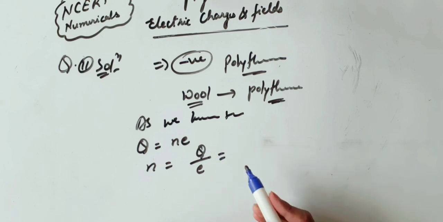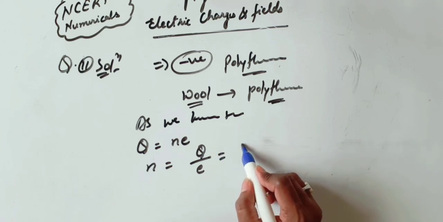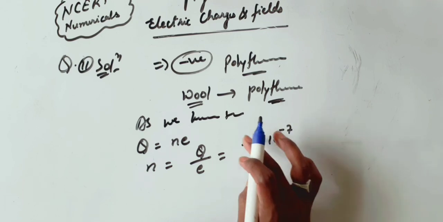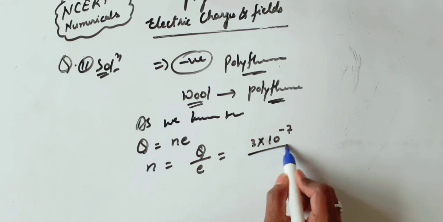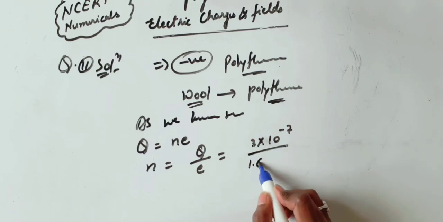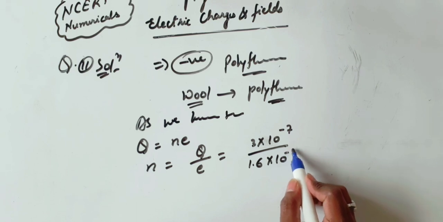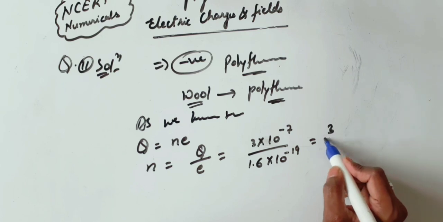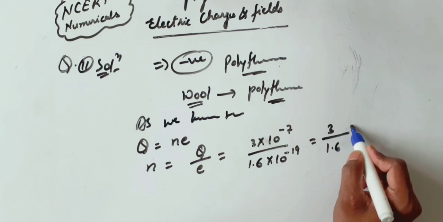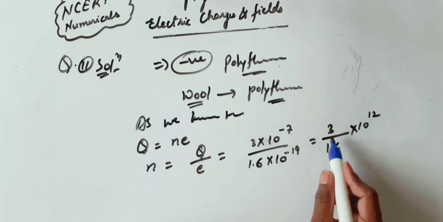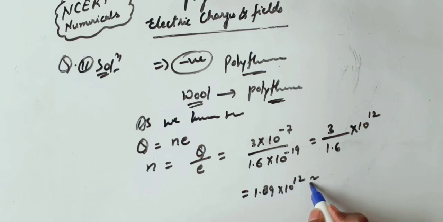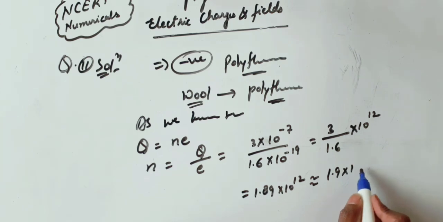The value of Q is given here, minus 3 into 10 to the power minus 7. We will write here only the magnitude. The charge of an electron is 1.6 into 10 to the power minus 19 coulomb. So the number of electrons will be equal to 3 upon 1.6 into 10 to the power 12. On solving this, we will get 1.89 into 10 to the power 12, or it will be nearly equal to 1.9 into 10 to the power 12.